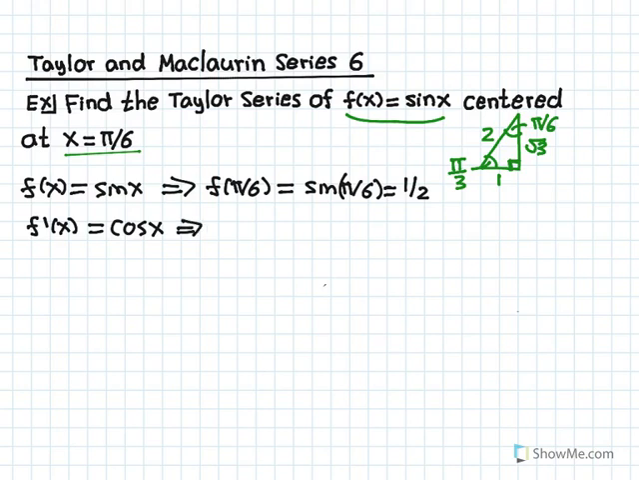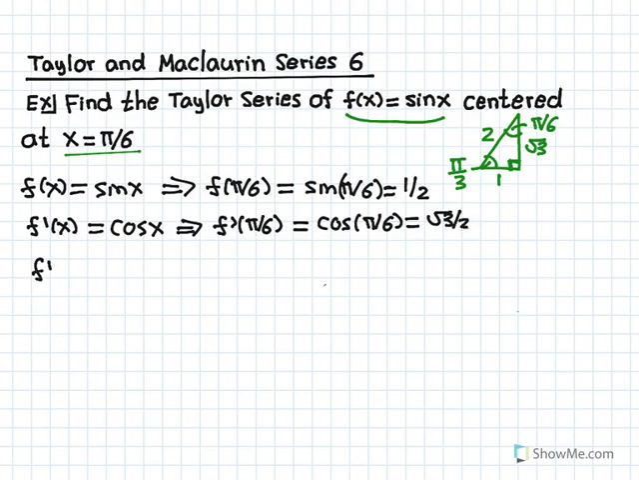Evaluate the derivative at pi over 6. So we get f prime of pi over 6 is equal to cosine of pi over 6. And cosine is adjacent over hypotenuse. So cosine of pi over 6 gives us root 3 divided by 2.